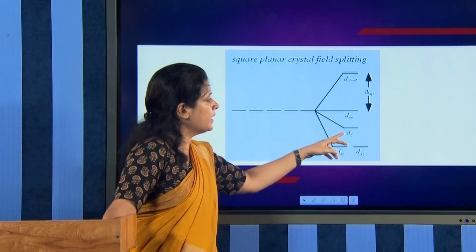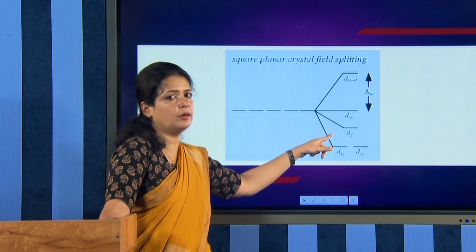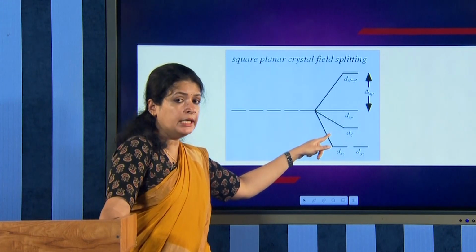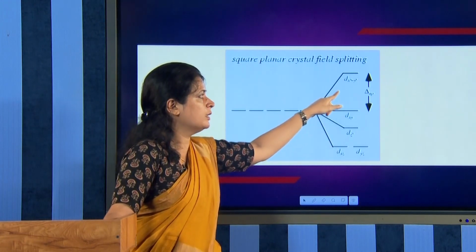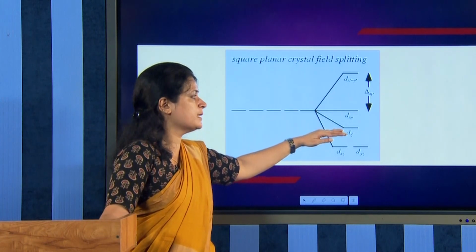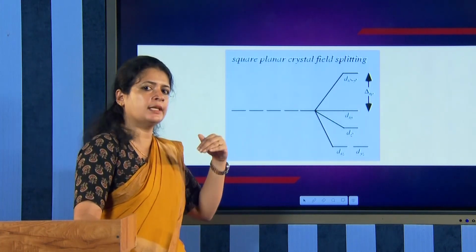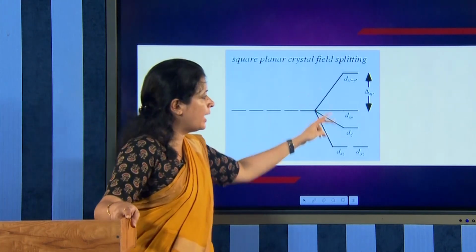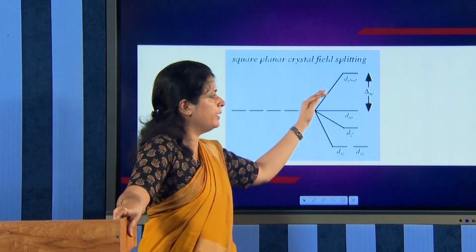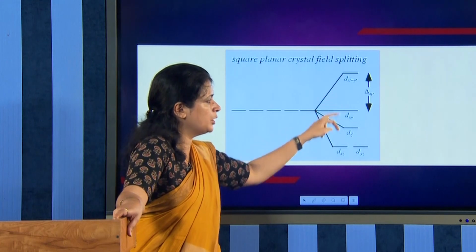And in the case of dz square, dz square was a d orbital of the eg set. So, it was in the upper state, but in the case of the square planar complex, since the ligands along the z-axis are completely removed, that d orbital will have very less energy, that is, dz square will come from here to here.